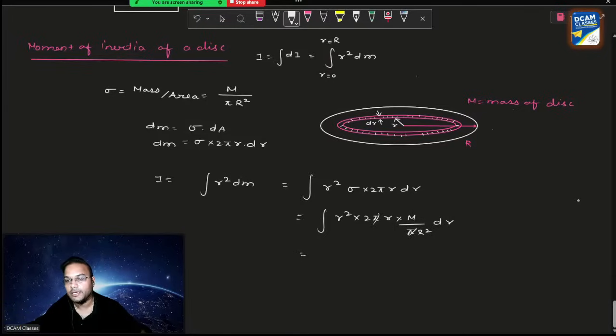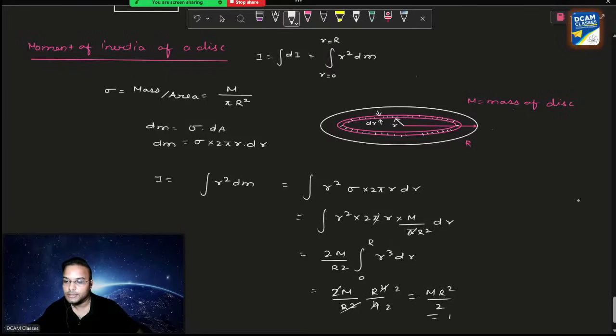If I cancel, 2m by r square, r cube dr, 0 to capital R. The result is 2m by r square, r power 4 by 4. So 2 to the 4, this cancelled. Mr square by 2 is the result. This is your answer.